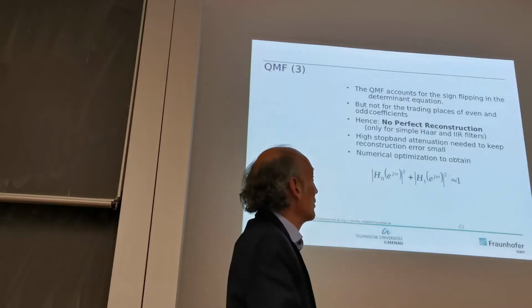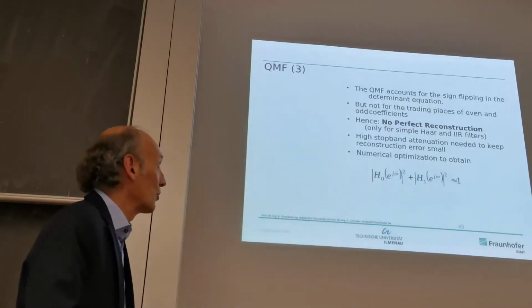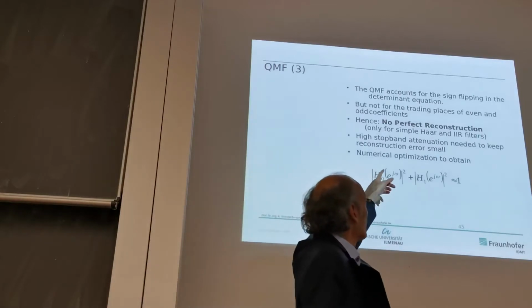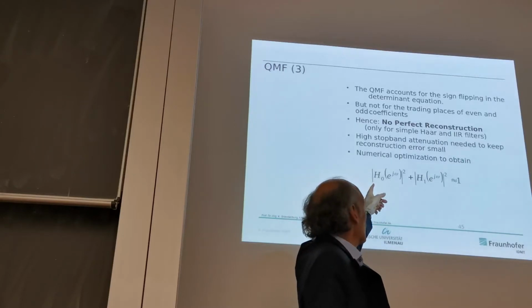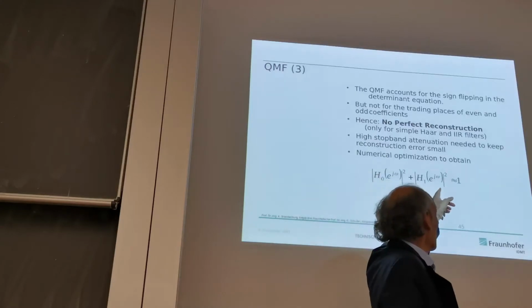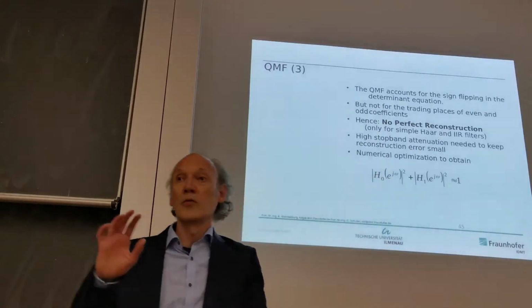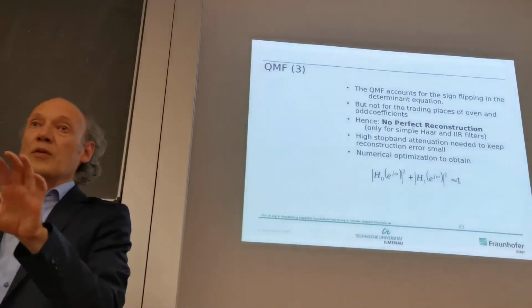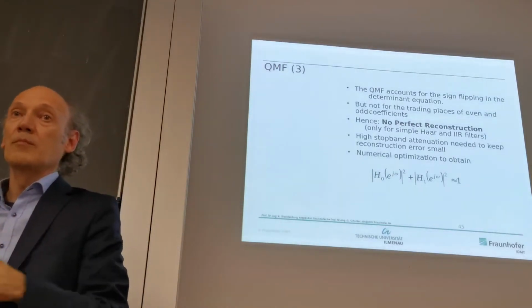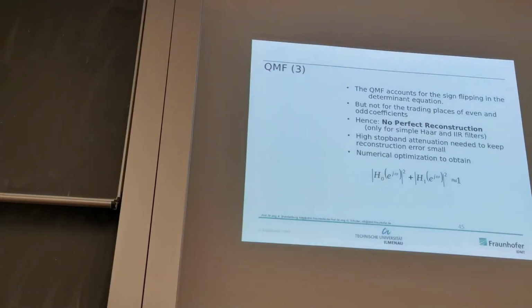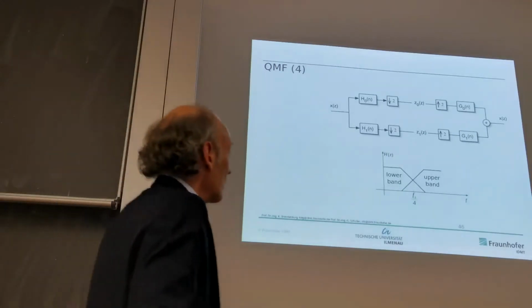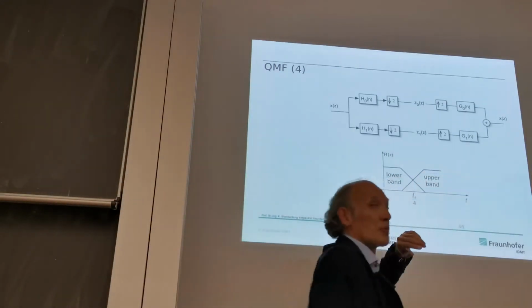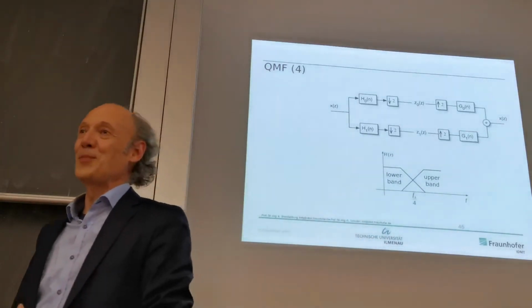So high stopband attenuation is needed to keep reconstruction error small, and hence we use numerical optimization to obtain this equation here. So the magnitude of the low pass filter plus the magnitude of the high pass filter should be approximately 1. Basically, if you add those frequency components, you have a flat frequency response. At least this is desired, that you don't change the frequency response. So that looks like this. If you add those two, then they should add up to 1, right? Which is the case in this simple diagram.